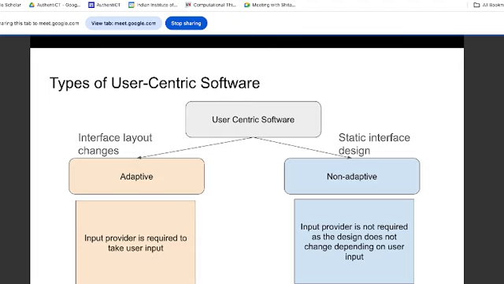Whereas non-adaptive user-centric software, these are also user-centric. It doesn't mean that they are not centered towards the user. These are basically designed from a static interface design point of view. They need not adapt to the way the user interacts with the software every time. So an input provider is not required, as the design does not change depending upon the user input. So maybe this slide will be useful for your exam, or there are some questions in this assignment depending upon this slide.